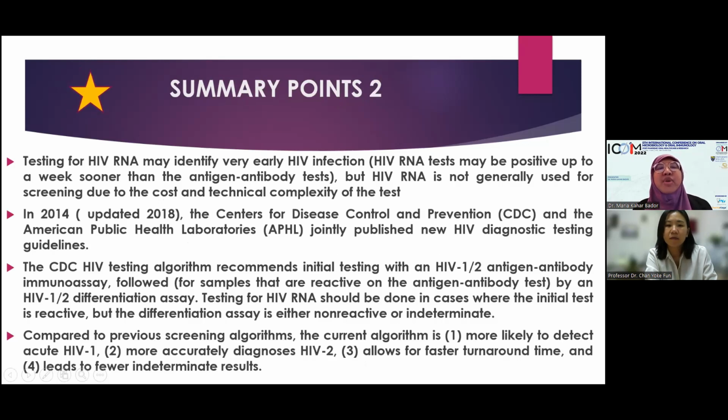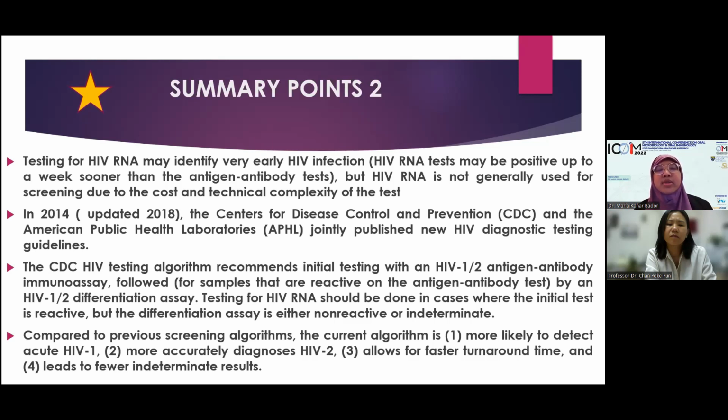Testing for HIV RNA may identify early HIV infection, but remember there is an eclipse period, and they are positive a week sooner than the antigen antibody test. But HIV RNA is not generally used for screening. I have had people ask, why don't you just do HIV RNA? Because obviously there is cost and it's not as easy as doing the other tests, such as the ELISA.